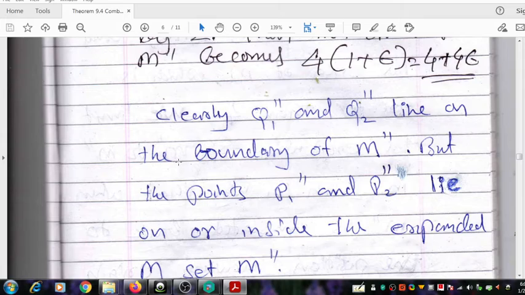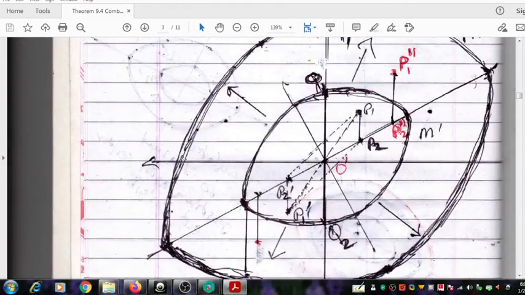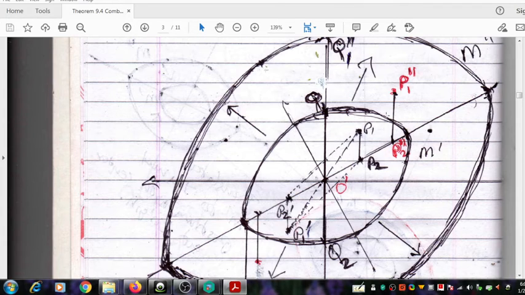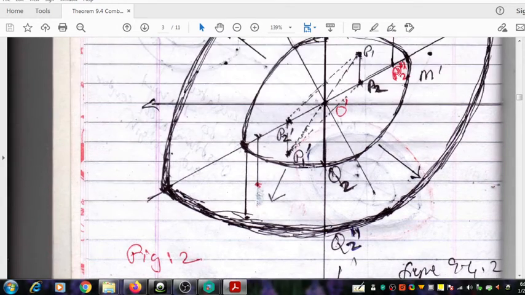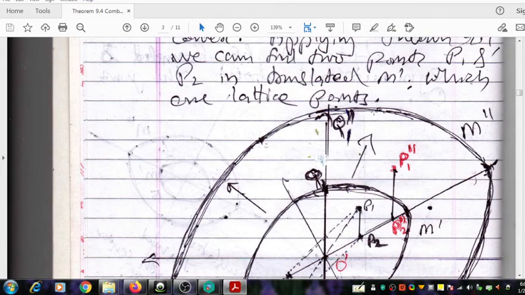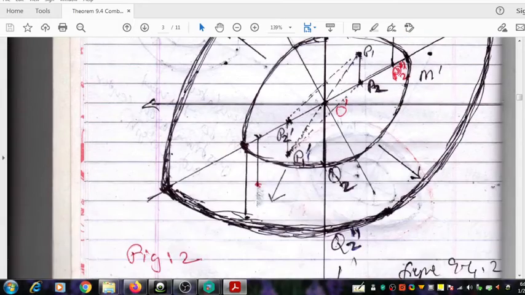Now, let's refer to the previous figure once again. This is M prime, and that is going to be expanded to M double prime. And then what happens to the line L dash? It can be expanded further to meet the boundary of M double prime. Line L dash is extended in both directions, and as a result, the line meets M double prime at the points Q1 double prime and Q2 double prime. So we have two more points which lie on the boundary of M double prime, and those points are Q1 double prime and Q2 double prime.